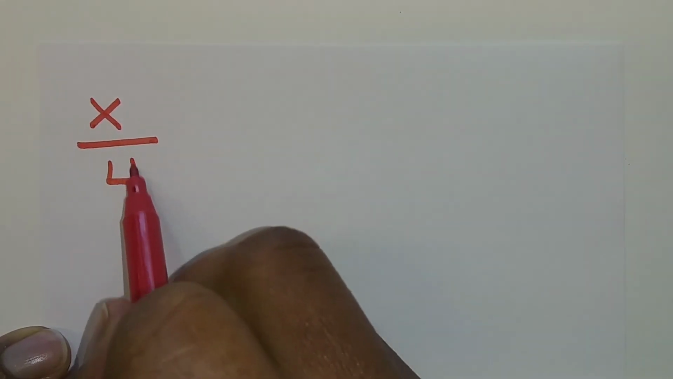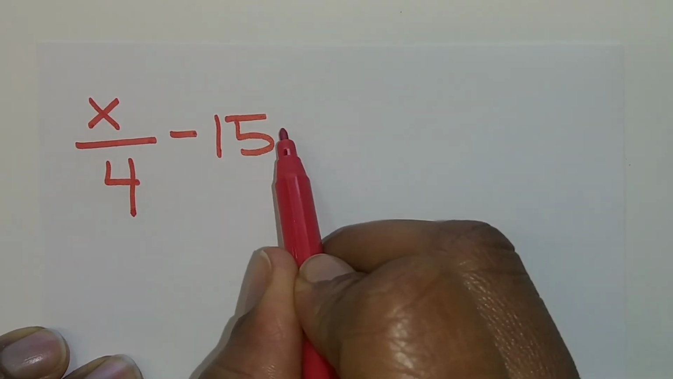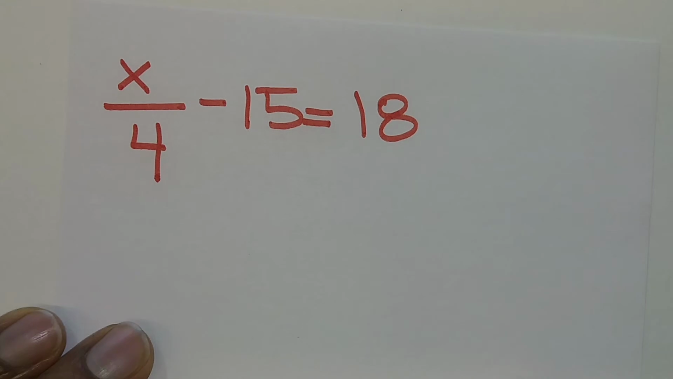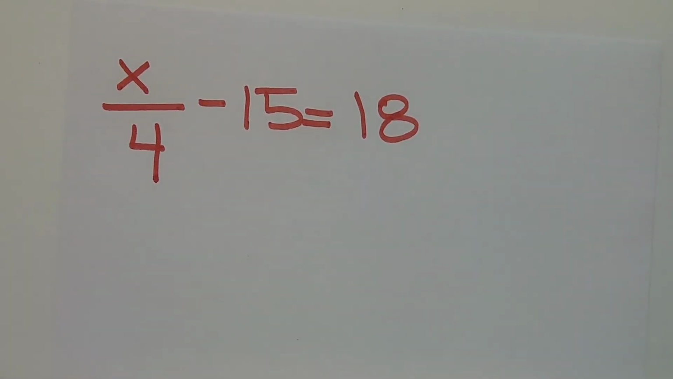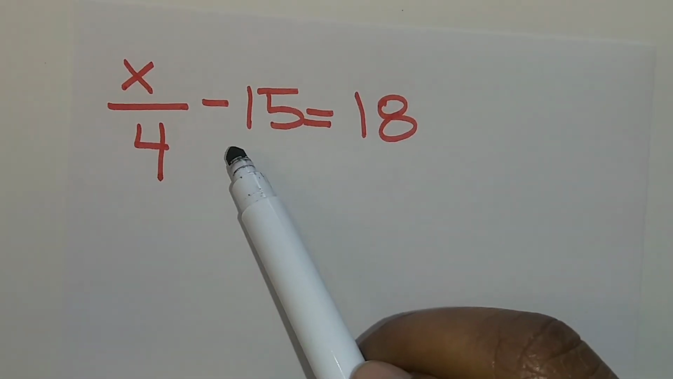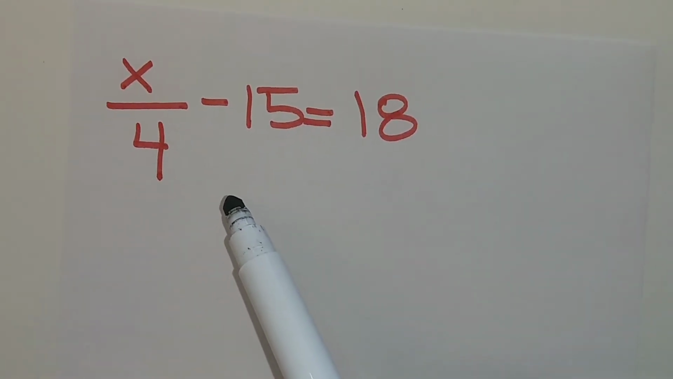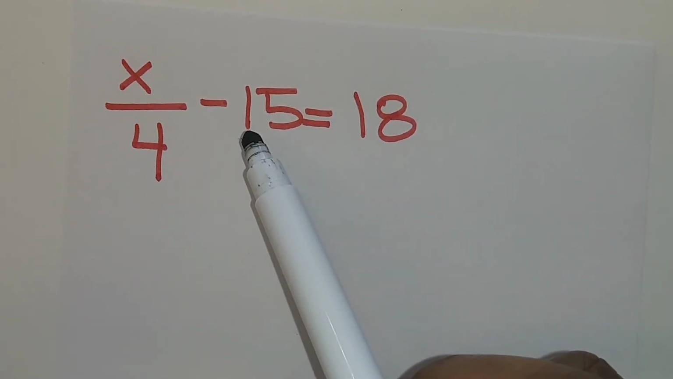x divided by 4 minus 15 is the same as 18. Now, I could quickly see that my variable is on the left side of the equation. So that should immediately tell me that I need to get rid of the 4 and I need to get rid of the -15. But I need to do it using the inverse operation. I need to undo it, but I start with this constant.